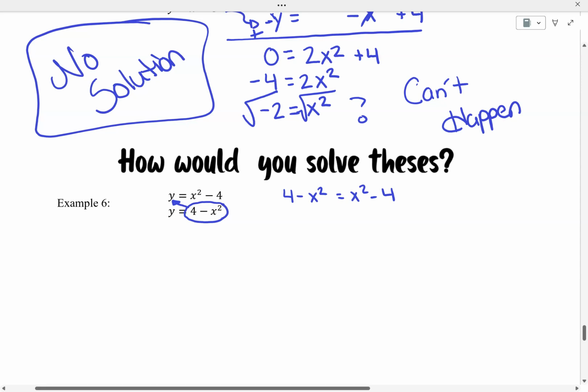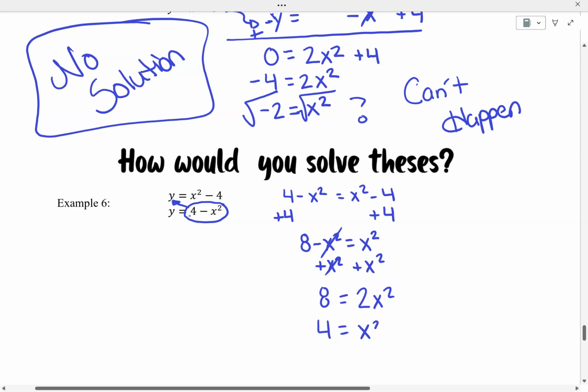So it looks like we're going to have to move, well, we got the same variables. So let's add this 4. So that's an 8. And then let's add the x squared. So x squared plus x squared is a 2x squared. Divide by 2, we get a 4. And we can take the square root of a 4.